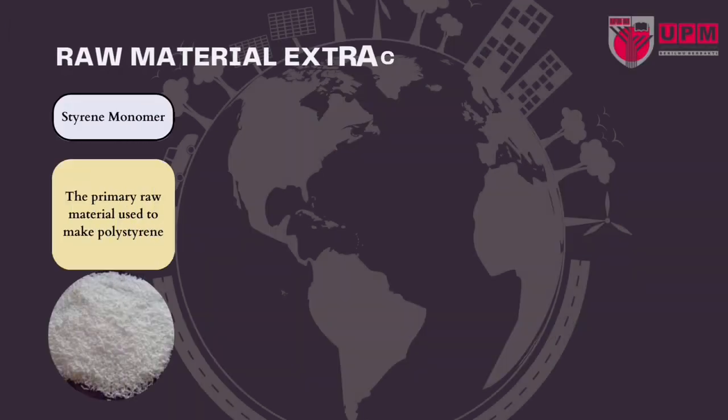Actually, polystyrene is made from the monomer styrene, which is derived from petroleum or natural gas. The production of polystyrene typically involves the following raw materials. The first one is styrene monomer. This is the primary raw material used to make polystyrene. It is produced by the dehydrogenation of ethylbenzene, which is derived from petroleum or natural gas.